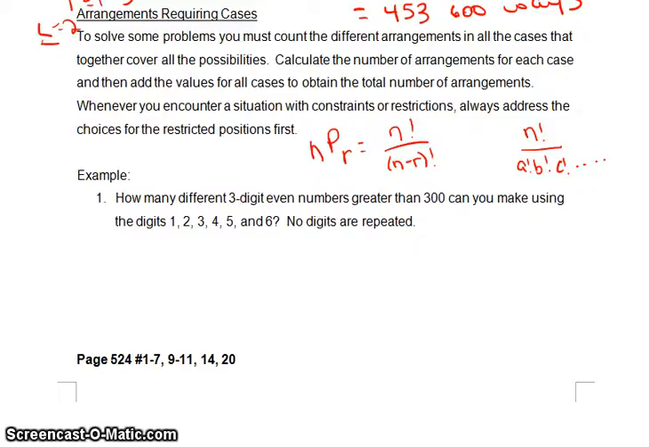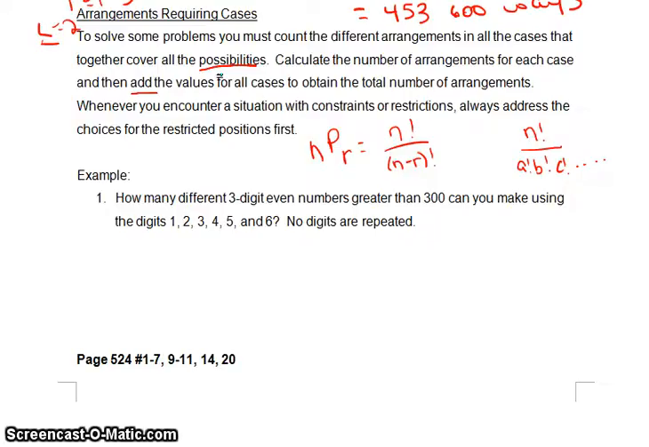So now we're going to look at arrangements requiring cases. To solve these problems, you must count the number of different arrangements in all the cases that together cover all the possibilities. You calculate the permutations for each specific case, and then add all of those permutations together, and that is your total number of arrangements. Whenever you encounter constraints or restrictions, your number one thing to do is address the choice with the restrictions first. We're going to look at some examples.